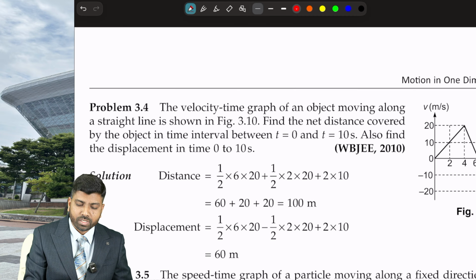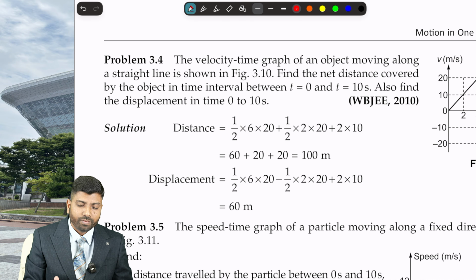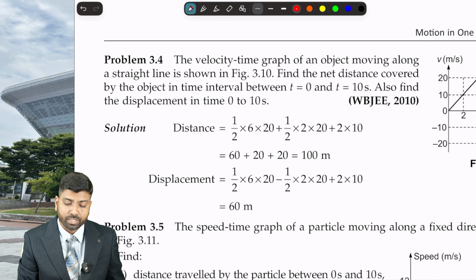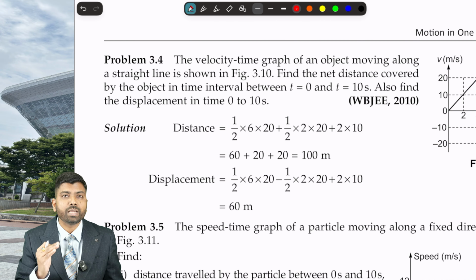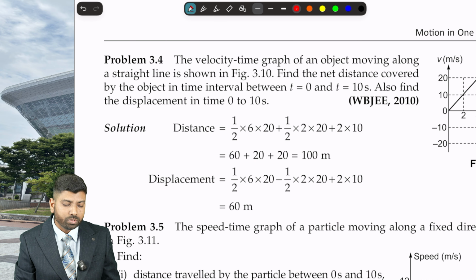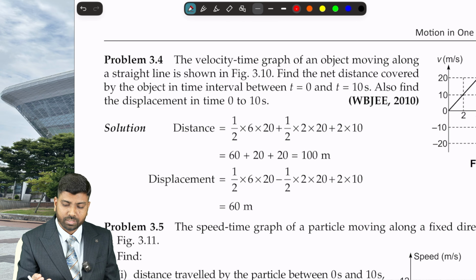So now look at the question very closely and I will read the question for you. Okay, the velocity time graph on an object moving along straight line is shown in the figure, right? Find the net distance covered by the object in time interval between 0 second to 10 second, and also find the displacement in 0 second to 10 second, right?